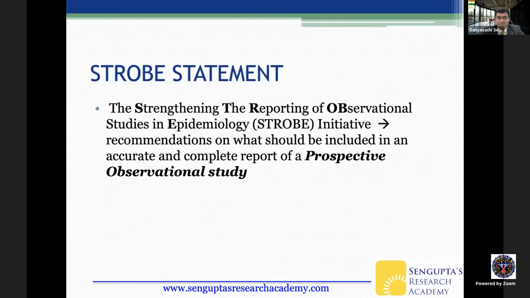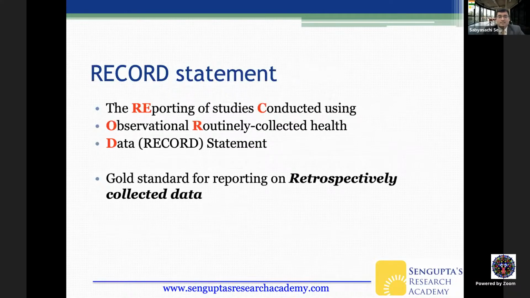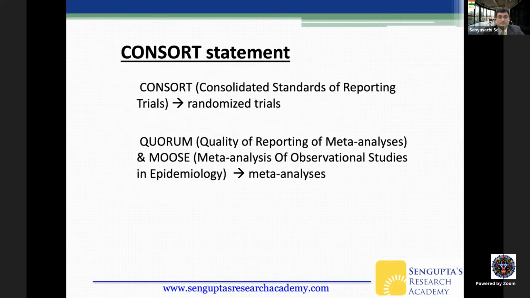The STROBE really means Strengthening the Reporting of Observational Studies in Epidemiology initiative. That is the STROBE checklist. It's the gold standard checklist for prospective observational studies. The RECORD means the Reporting of studies Conducted using Observational Routinely collected health Data. So that is the RECORD checklist. It's a modification of the STROBE, but it's quite different. So this is a gold standard for reporting on retrospective studies.